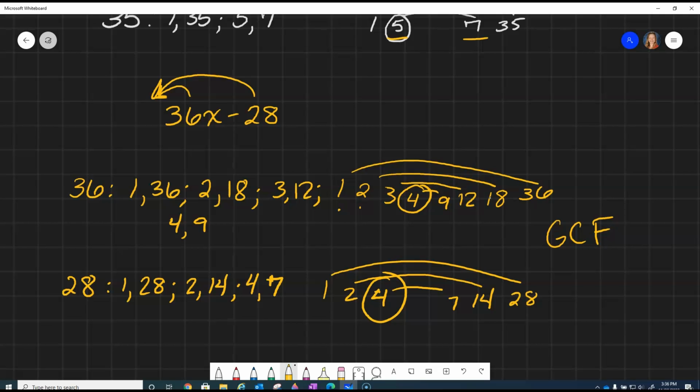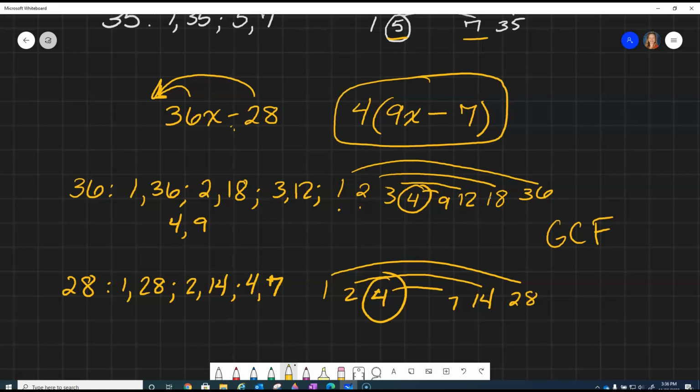So 36 divided by 4 would leave me with 9x minus 28 divided by 4, which would be 7. So then this is my answer. I can check my work by then putting the 4 back in to see if I end up with this.